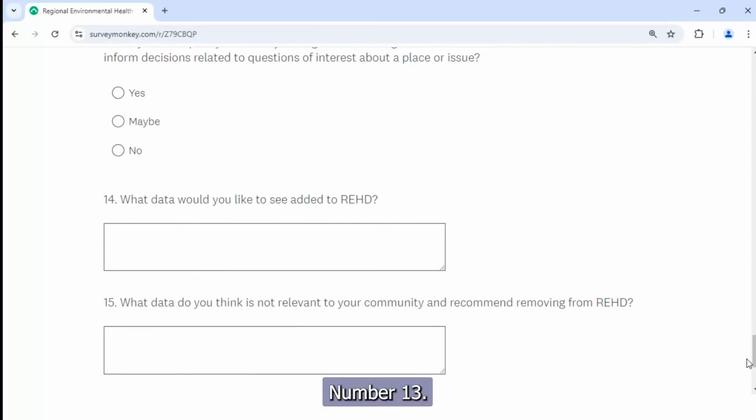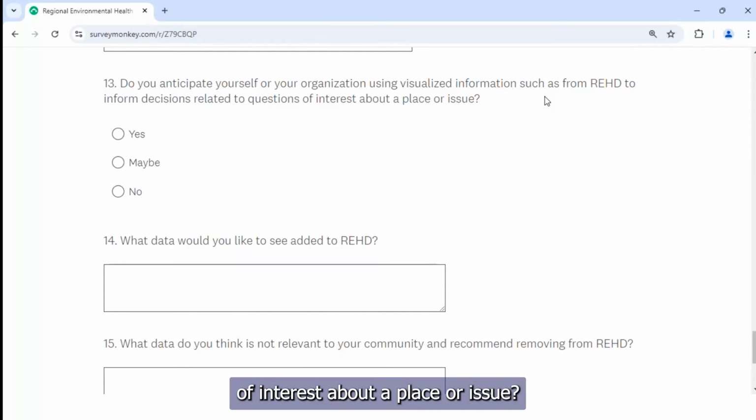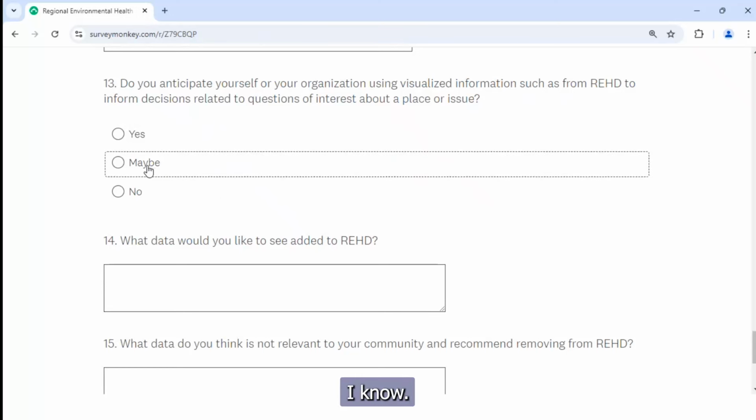Okay, number 13. Do you anticipate yourself or your organization using visualized information such as from RED to inform decisions related to questions of interest about a place or issue? Yes, maybe, and no.